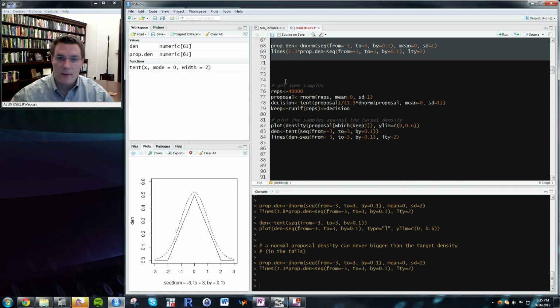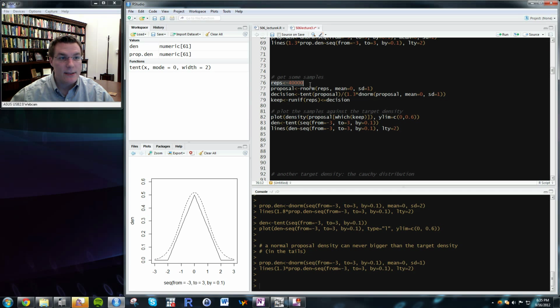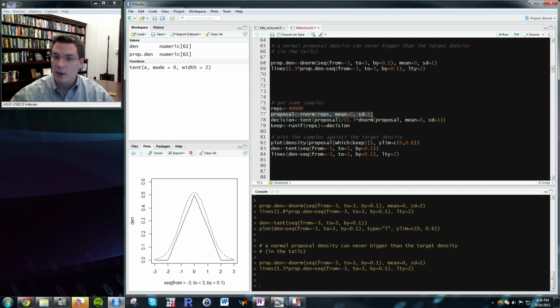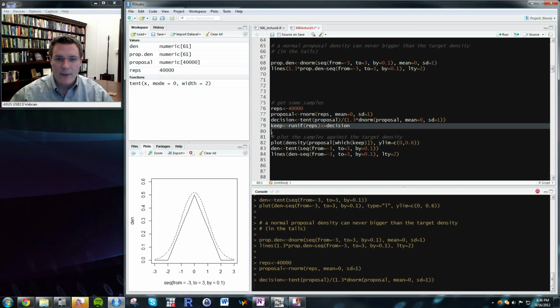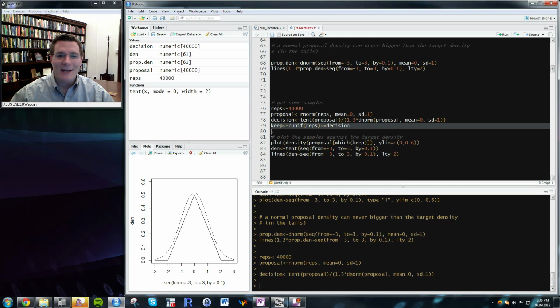So what I can do here is draw 40,000 proposals. The proposals are going to come out of the normal density with a mean of 0 and a standard deviation of 1. And I'm going to decide whether to keep those proposals by computing the accept-reject ratio. So the density of the tent divided by 1.3 times the density of the proposal density, which in this case is the normal. So I've got 40,000 candidate points that I'm drawing out of the normal. And then I'm going to decide whether to keep those points by computing the accept-reject ratio. I keep them with probability equal to the ratio.